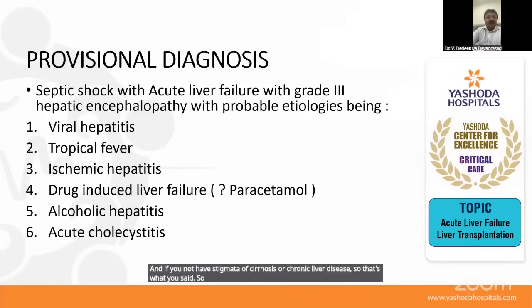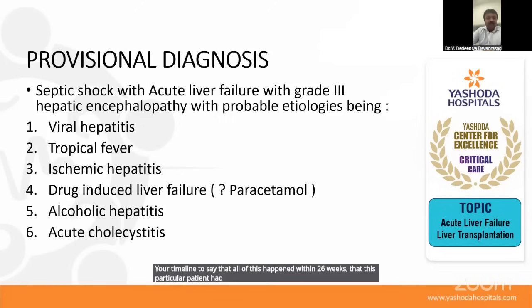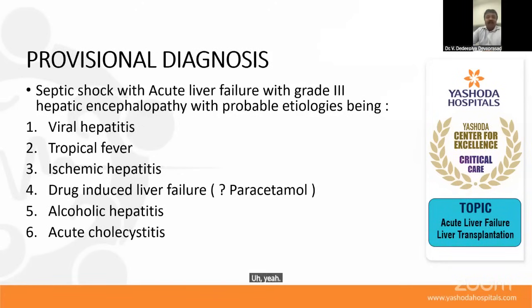So when you make these diagnoses, that's exactly why your timeline was very important, no? Yes, the timeline to say that all of this happened within 26 weeks, that this particular patient had hepatic encephalopathy and coagulopathy, and he had no stigmata or evidence of chronic liver disease.